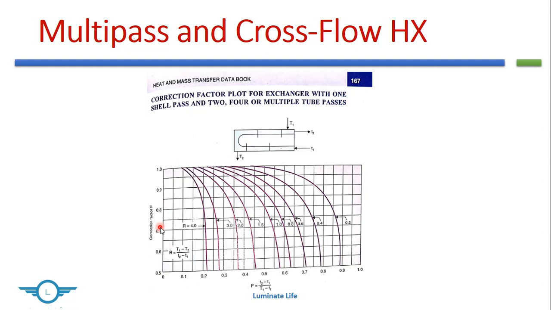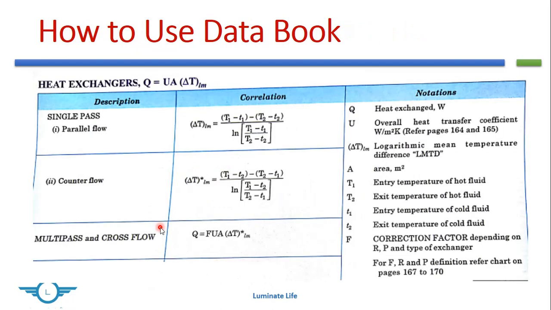Similarly, the LMTD equations which we derived earlier also need not be learned by heart because all these values are available in the data book. So this is a snapshot of the data book. Here you can see the general equation for heat transfer Q given as UA delta T LM. Now you need to know how to find this delta Tm or logarithmic mean temperature difference, LMTD. The LMTD equation is given for different configurations.